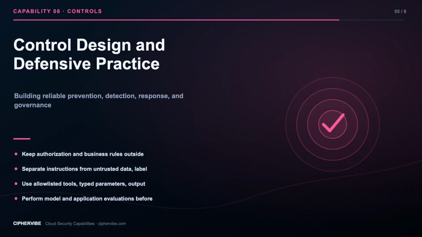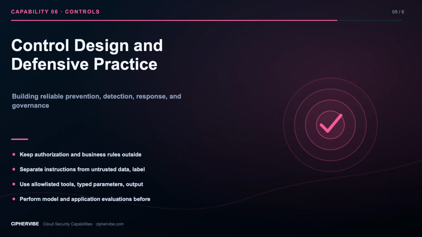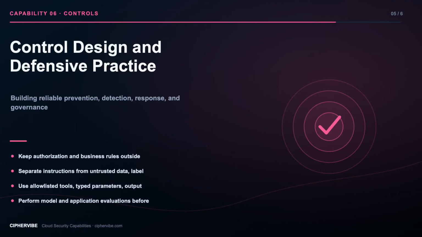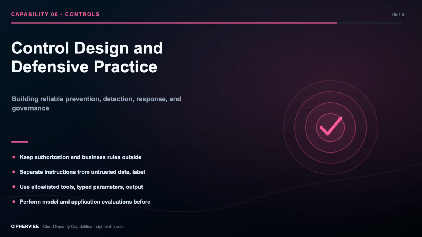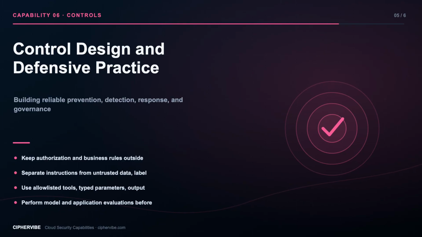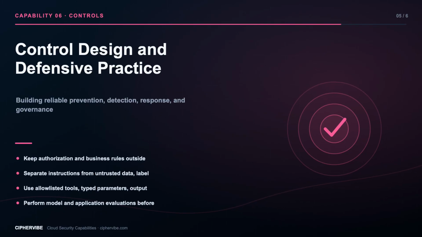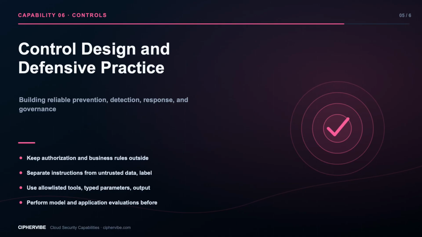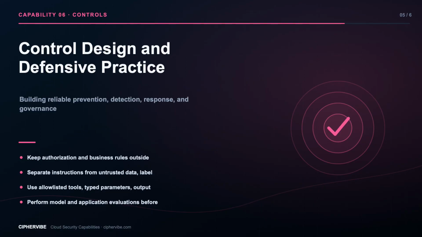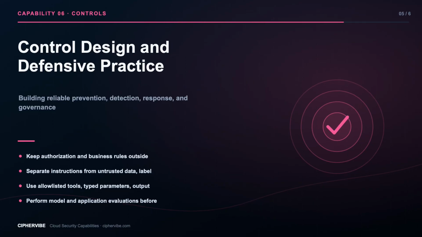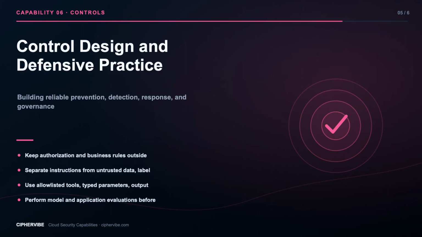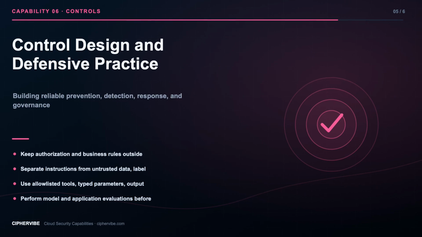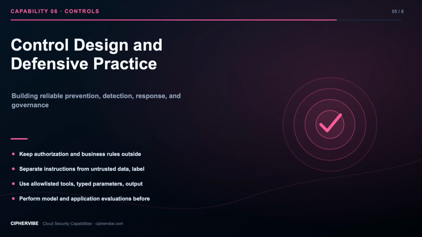A dependable AI security program uses defense in depth. No single scanner, policy, gateway, or agent should be expected to carry the entire outcome. First, keep authorization and business rules outside the model in deterministic, testable enforcement services. Second, separate instructions from untrusted data, label provenance, limit context, and treat retrieved content as potentially hostile. Third, use allow-listed tools, typed parameters, output validation, least privilege identities, and approval for consequential actions.